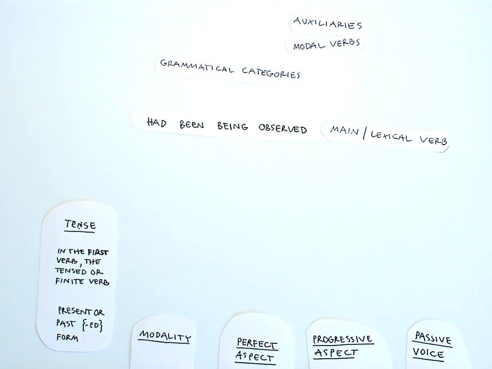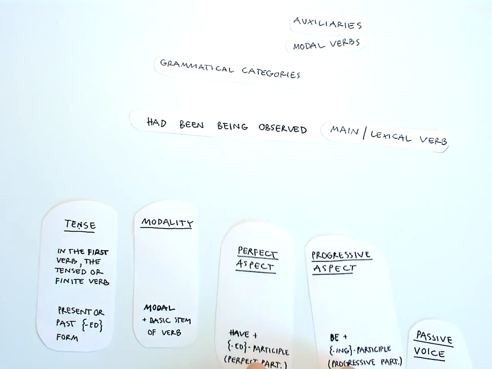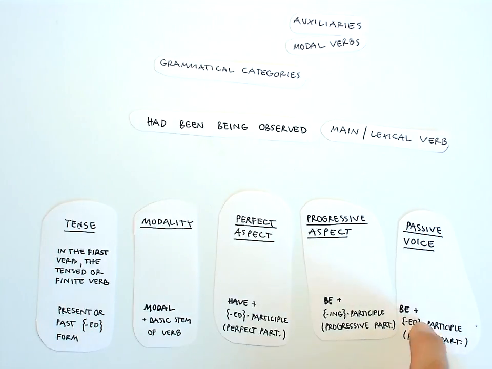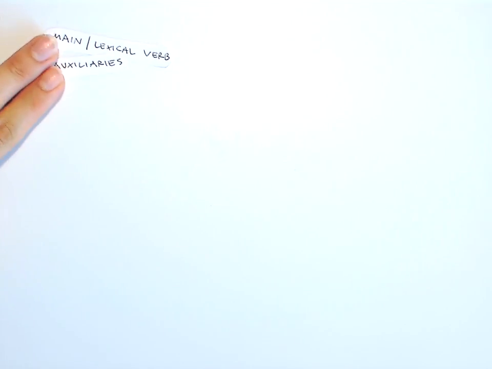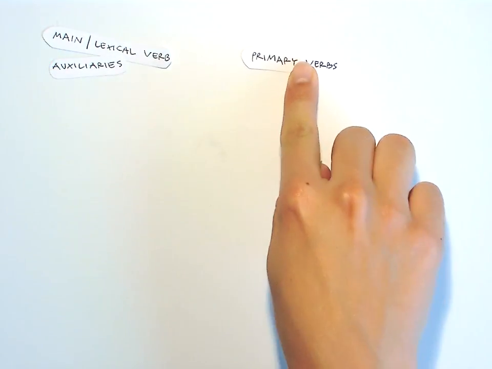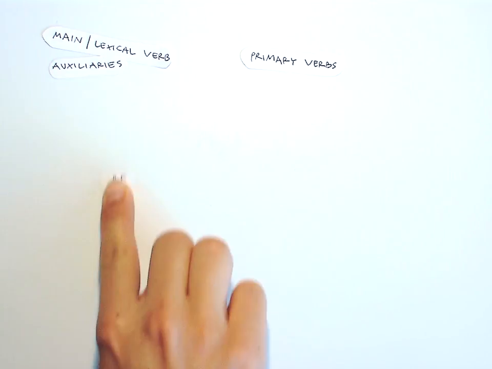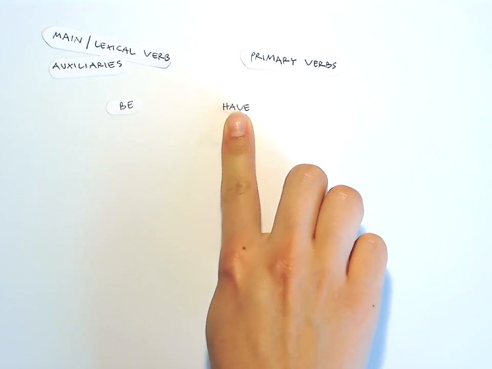The second is filled by modality. The third and fourth positions are filled by aspect, either by perfect, as in have accompanied by an ed participle, or in progressive, be plus an ing participle. And the last spot is taken by the voice, in this case passive, marked by be and the ed participle. There are a couple of special verbs that can be either auxiliaries or main verbs. These verbs are called primary verbs, and they are be, have, and do.